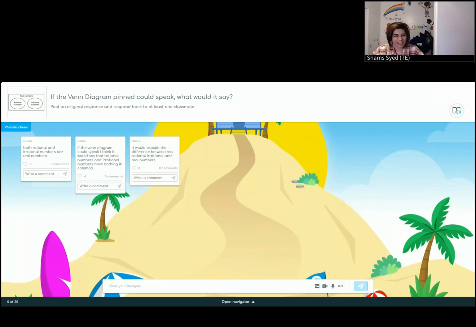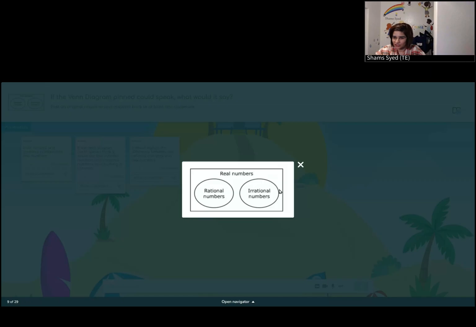I'm waiting for more. Remember, it says post an original response and respond back to at least one classmate. Your classmates are going to feel so good to receive a response from you. But I am waiting. Here is the picture. Look at this Venn diagram. Look at the relationship. If this Venn diagram could speak, what would it say? Is there anybody else typing?